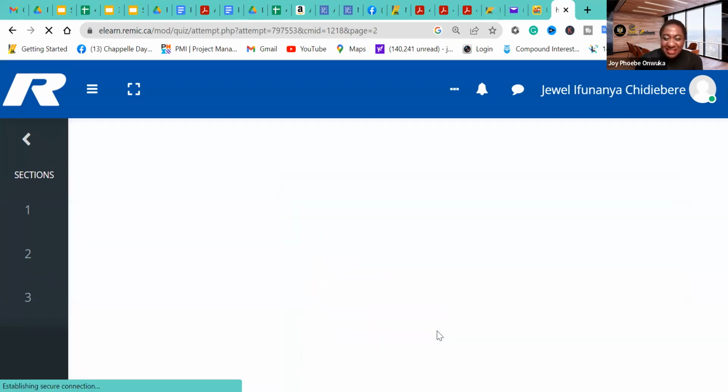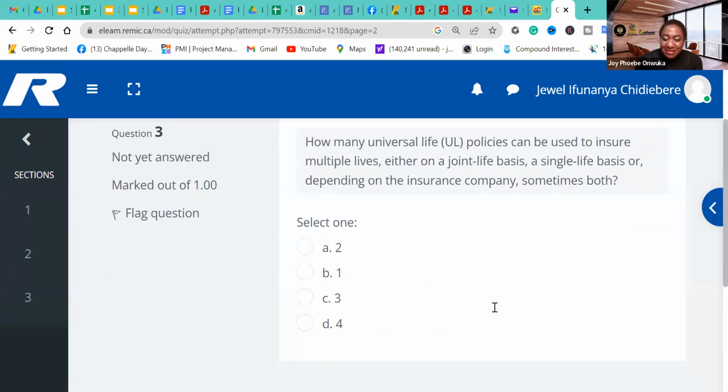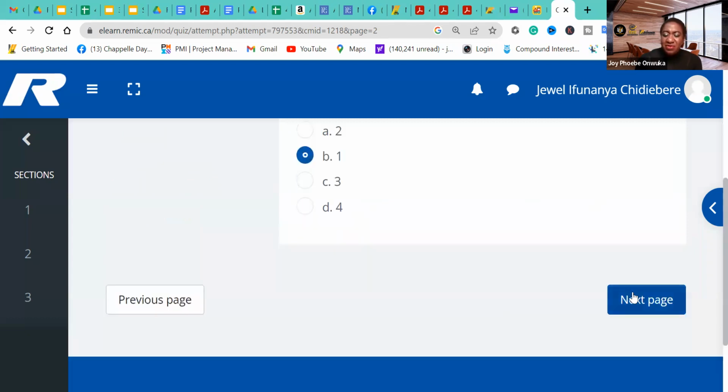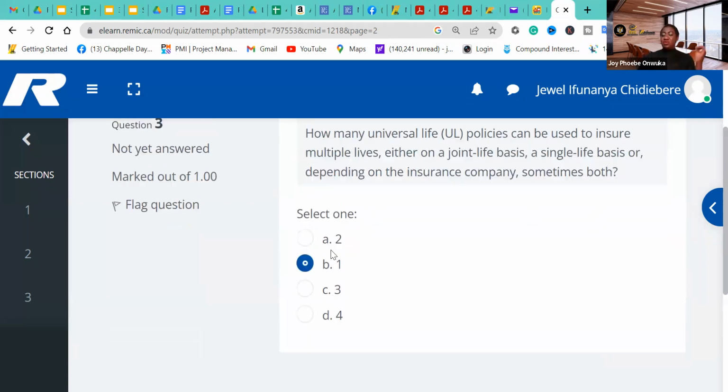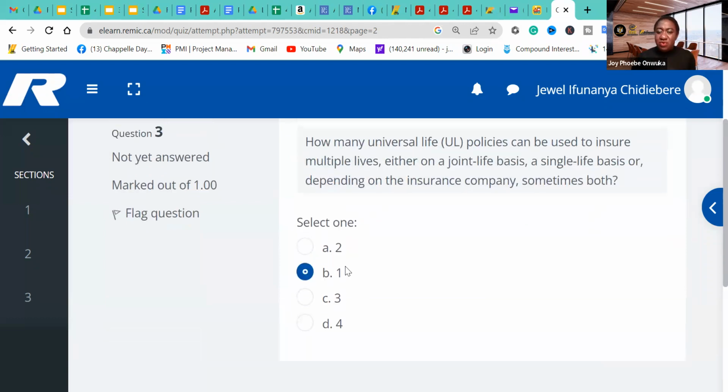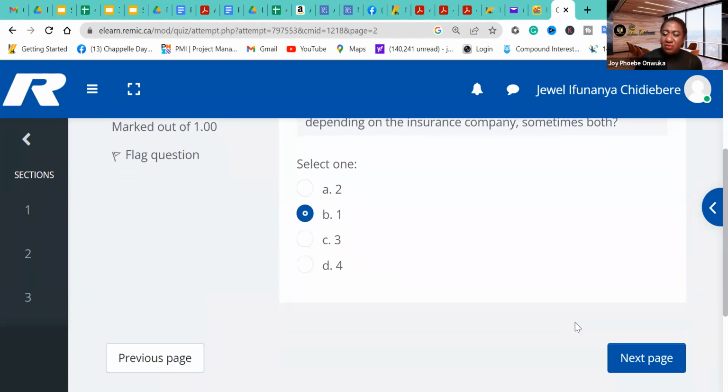Okay, next. All right. How many universal life policies can be used to insure multiple lives, either on a joint life basis, a single life basis, or depending on the insurance company, sometimes both? It is one. You don't need multiple universal life policies. So you can use one universal life to insure single life, joint life, multiple life. Okay?